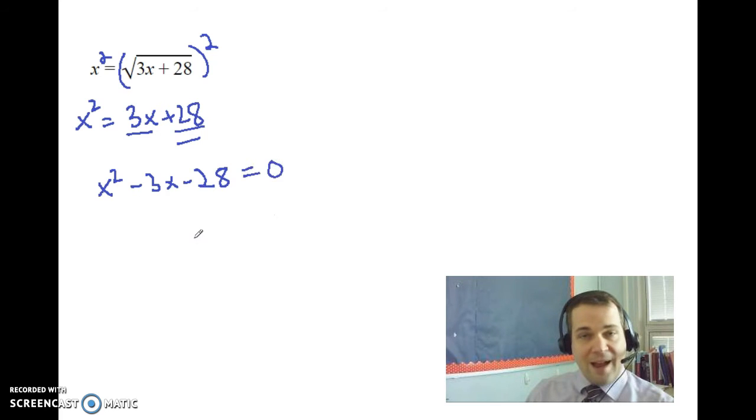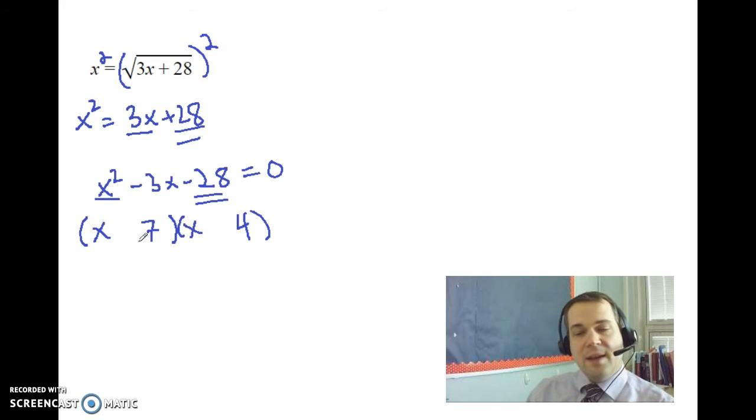These will typically be factorable. If you like to factor, go ahead and try that out. If it doesn't work or if you don't like it, you can always use the quadratic formula. This does factor though. x and x can multiply to make x squared. To get a negative 28, I could use a 7 with a 4, and the 7 and the 4 combine to make negative 3 if the 7 is negative and the 4 is positive. That's going to equal 0.